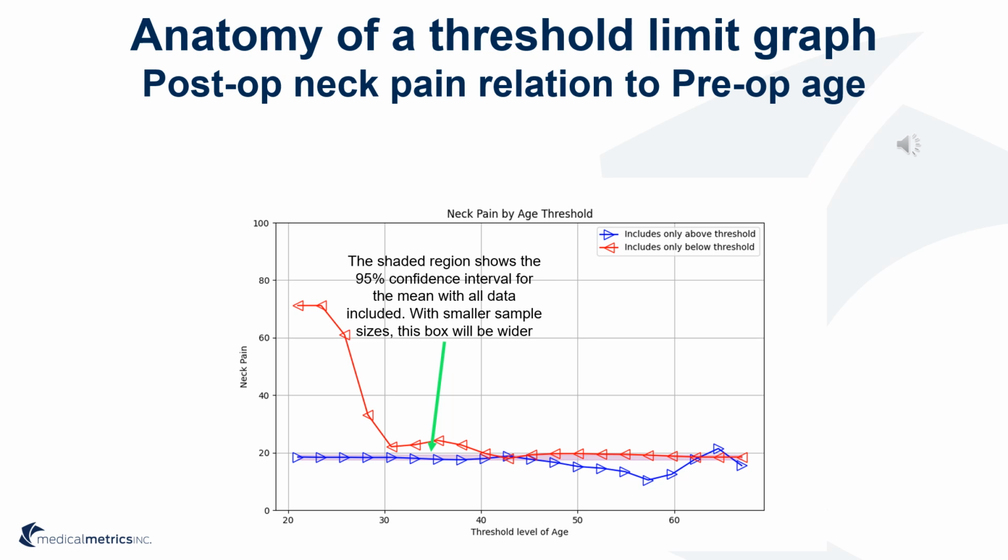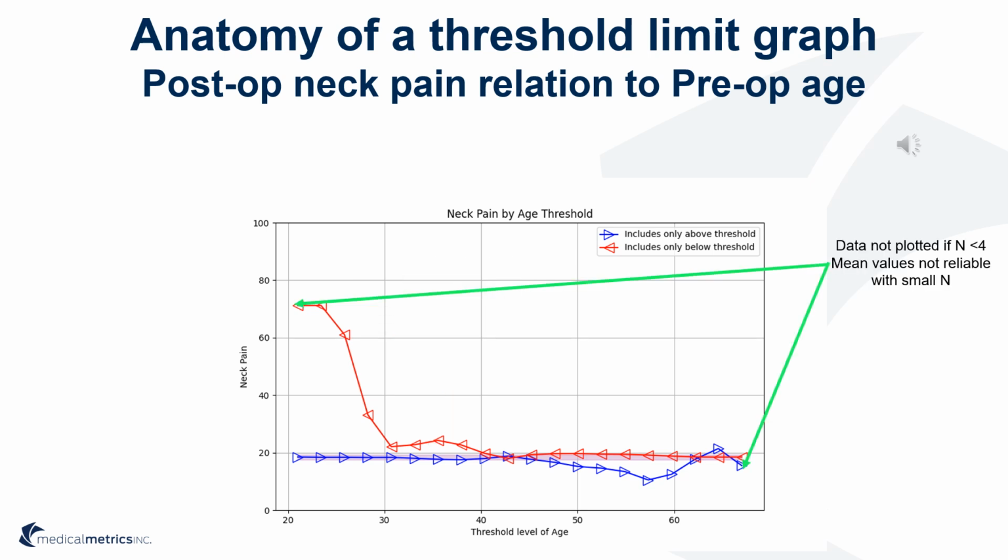When the sample size is small, this shaded region will be much wider. The ends of the blue and red lines will always include only data for a small number of patients. In this graph, data are plotted only if there were at least 4 data points available to calculate the mean for that threshold.